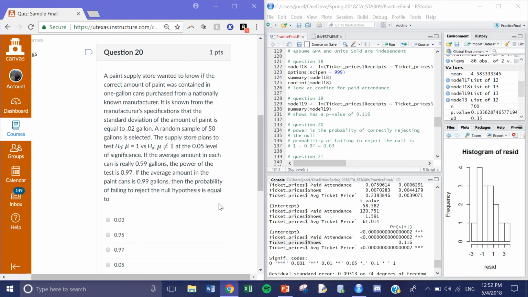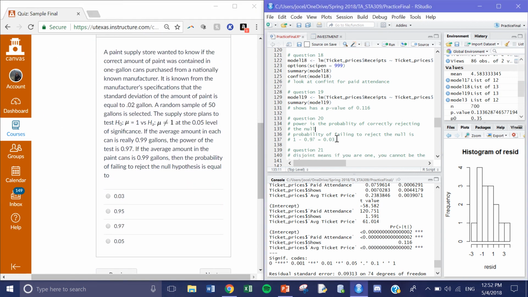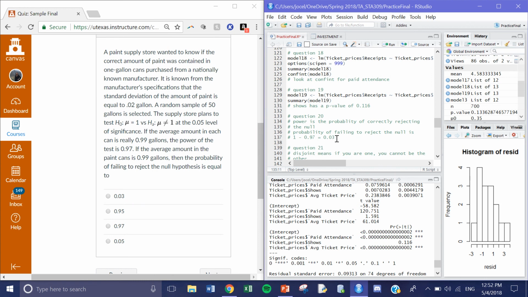Question 20. A paint supply store wanted to know if the correct amount of paint was contained in 1 gallon cans purchased from a nationally known manufacturer. It is known from the manufacturer's specifications that the standard deviation of the amount of paint is equal to 0.02 gallons. A random sample of 50 gallons is selected. The supply store plans to test whether the mean is 1 versus it's not 1 at the 0.05 level of significance.